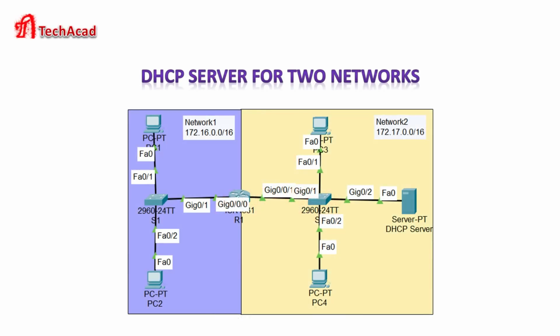In this video, we are going to create a DHCP server for two networks. In this topology, we can see we have two networks, network 1 and network 2, and we have a DHCP server which is in network 2. All the devices PC1, PC2, PC3, PC4 are going to get the IP address from this DHCP server.